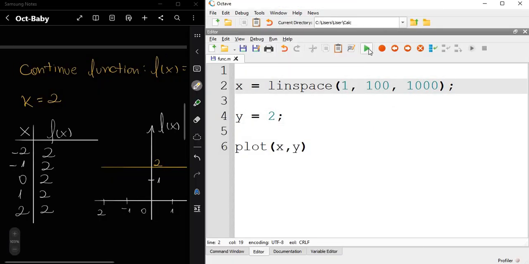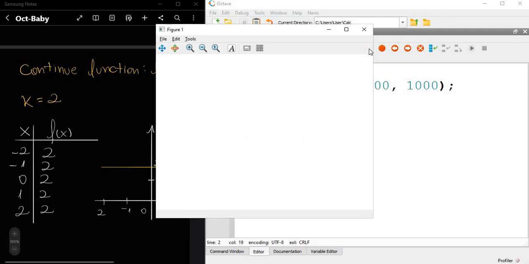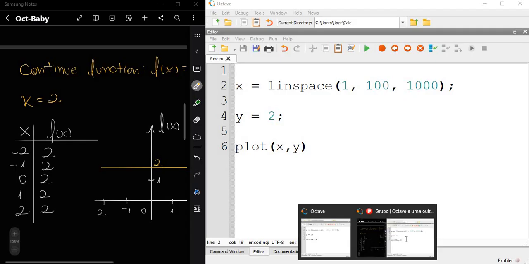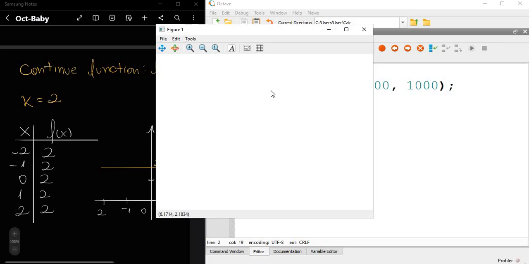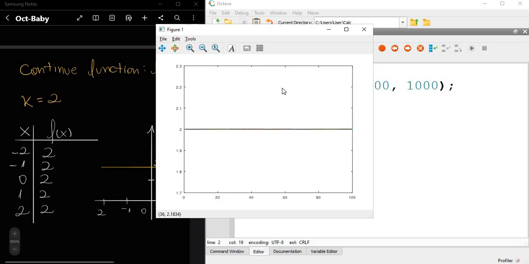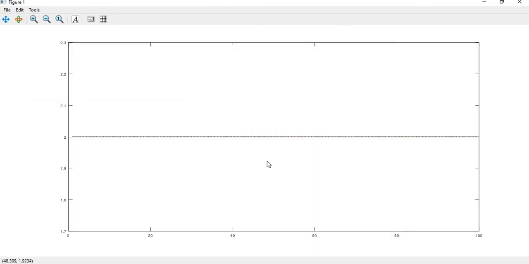And let's see. Okay, it takes a time, it's processing, and that is why I changed the argument to 100 instead of 1000, because it takes a time to process. And there we go. A constant function.